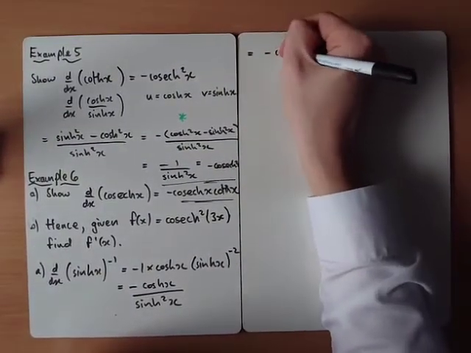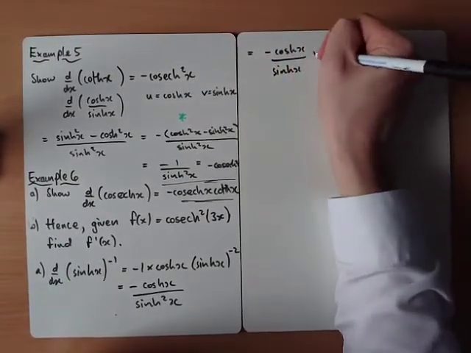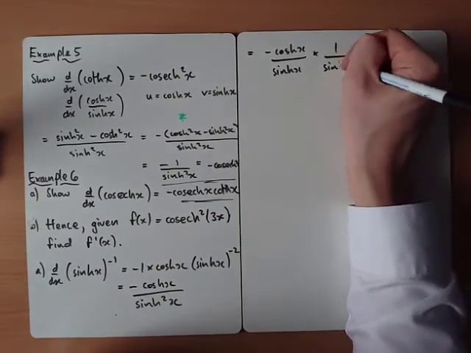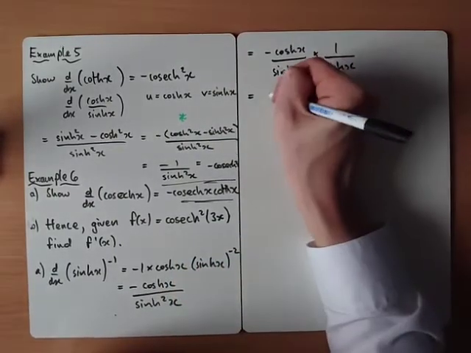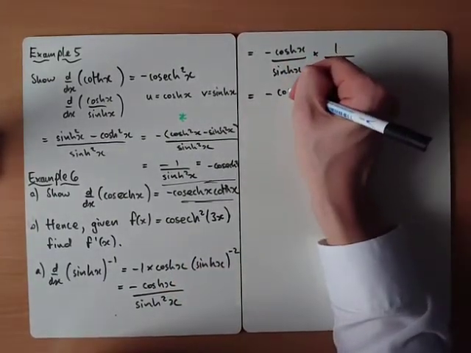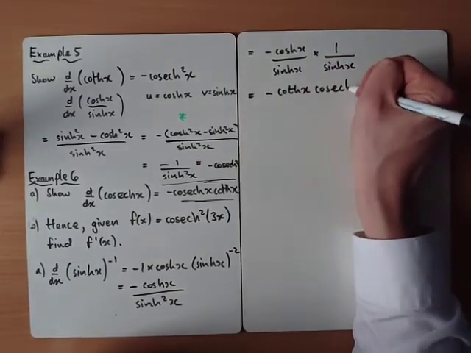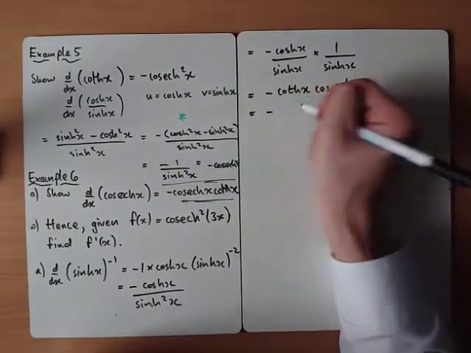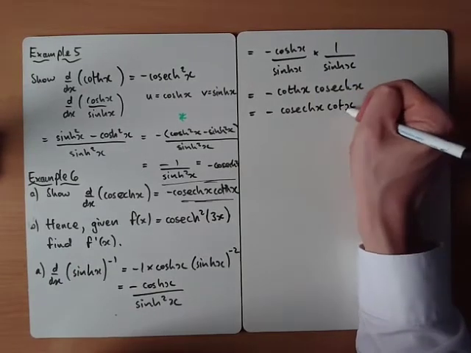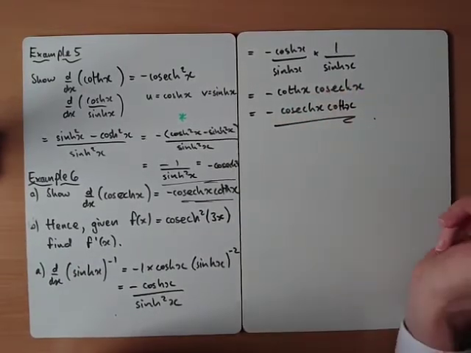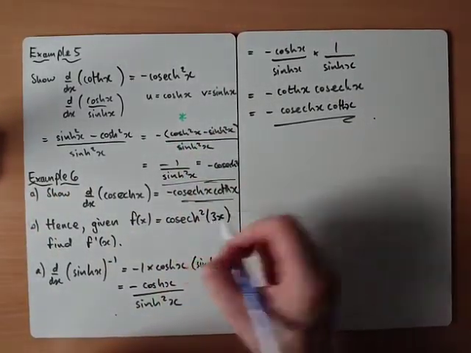And we can split this up to minus cosh over sinh, times by 1 over sinh. So we're aiming to get to minus cosech coth, so that'll be minus cosh over sinh, 1 over sinh. As required.